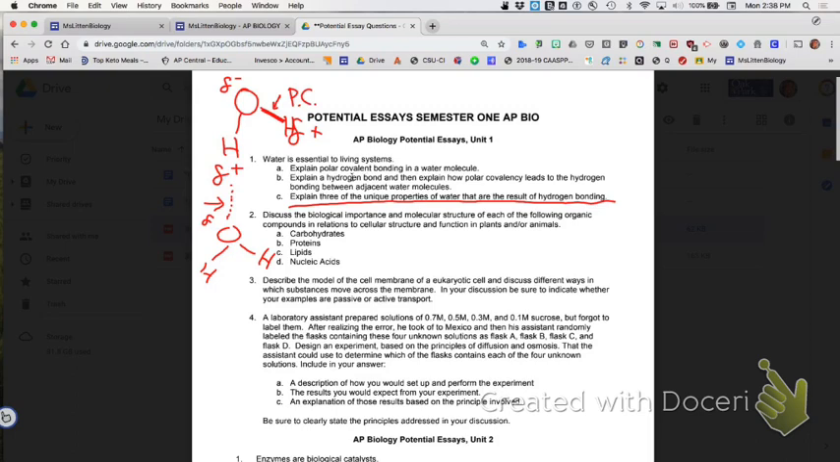So let's start thinking of some of those properties we talked about. Can you think of one? Yes? High heat capacity. So that means water can store a lot of energy. And where does it store that energy? In the hydrogen bonds, right? Why is that a biological benefit? Why is having a high heat capacity a benefit?